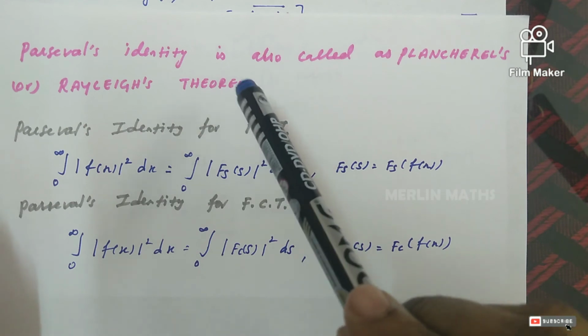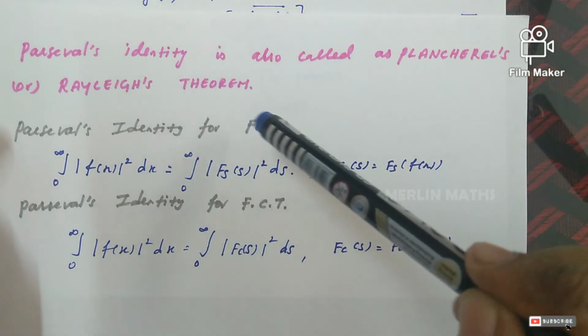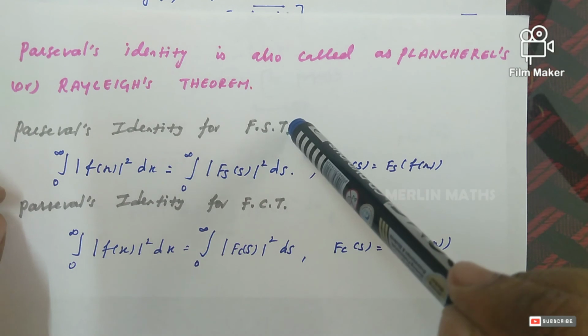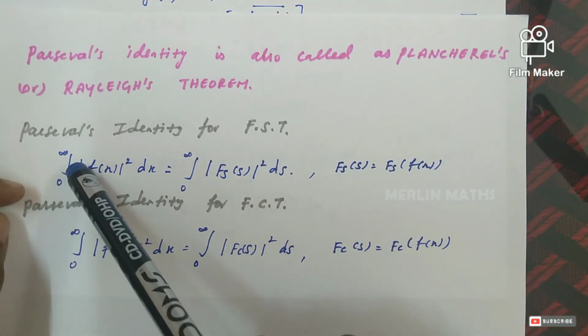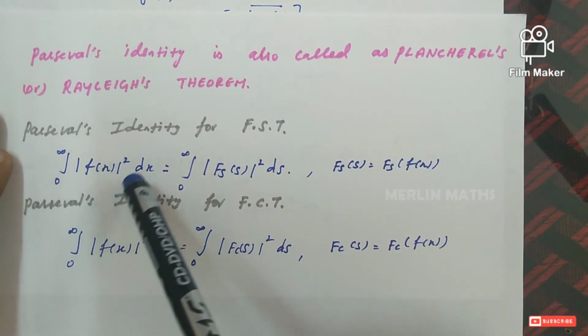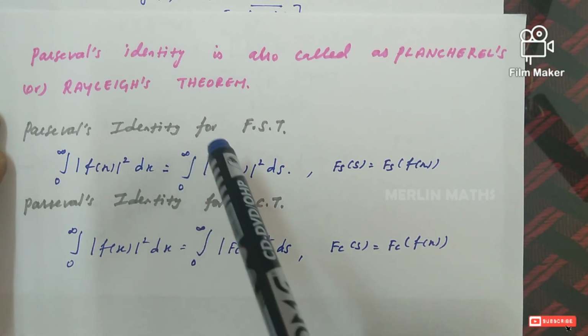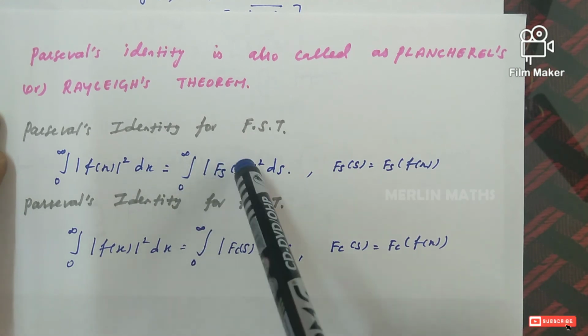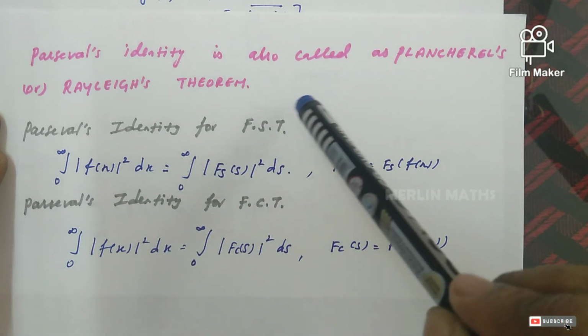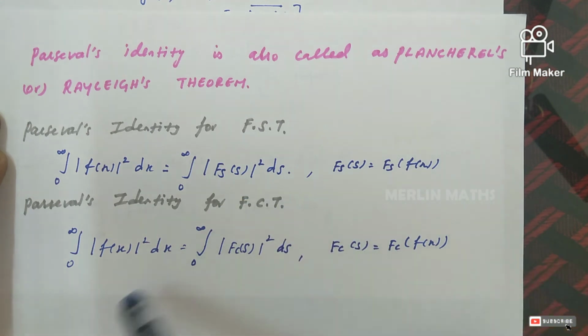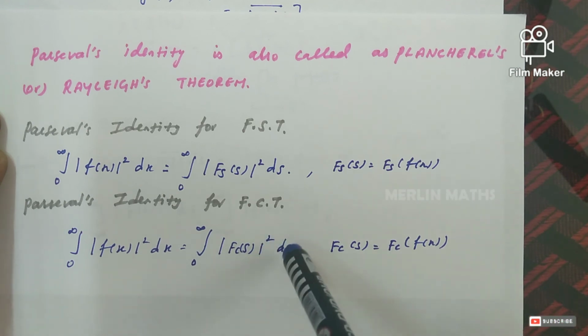Now the Parseval's identity for Fourier sine transform is written as integral 0 to infinity modulus of f of x the whole square dx equal to integral 0 to infinity modulus of Fs of s, that is the Fourier sine transform of s, the whole square ds. In the same manner for Fourier cosine transform, it can be written as integral 0 to infinity modulus of f of x the whole square dx equal to integral 0 to infinity modulus of Fc of s, that is the Fourier cosine transform of s, the whole square into ds.